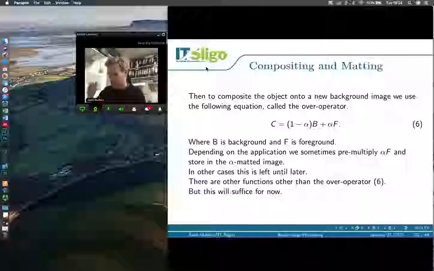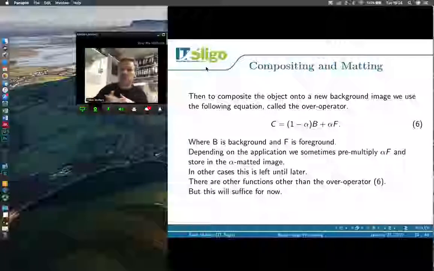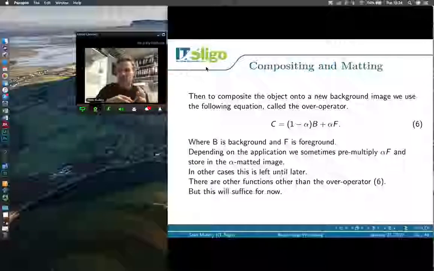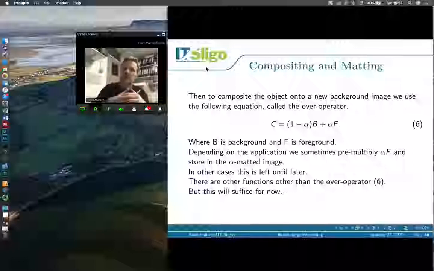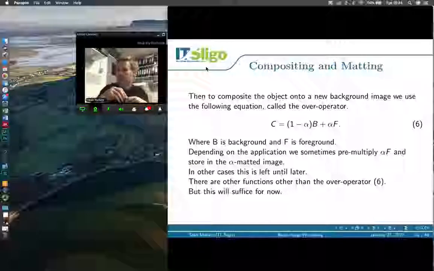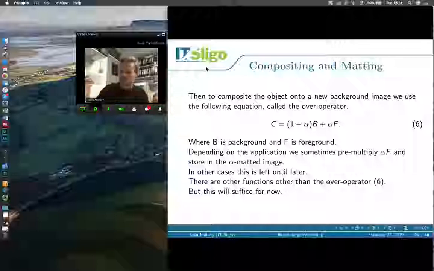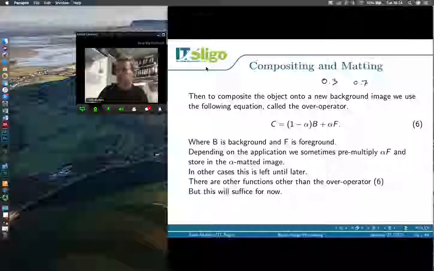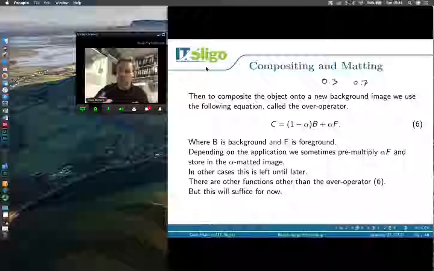So then to composite the object onto a new background image, we use the following equation, which is called the over operator. C is equal to, so C is our composite image, 1 minus alpha times the background image plus alpha times the foreground image. And of course, if alpha is a number like 0.3, 1 minus alpha is going to be 0.7. So it's just the proportions of each of the pixels of the background and the foreground that we're going to include to come up with our composite image.